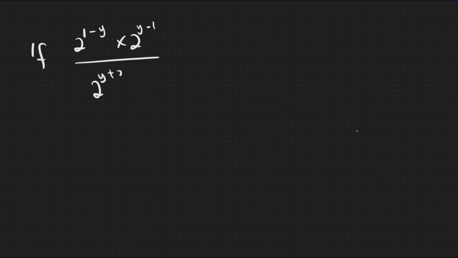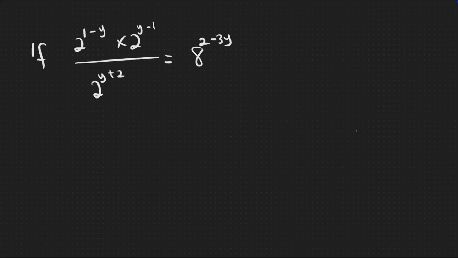So let's solve this. If 2 raised to power 1 minus y times 2 raised to power y minus 1 over 2 raised to power y plus 2 is equal to 8 raised to power 2 minus 3y, how am I going to solve this?